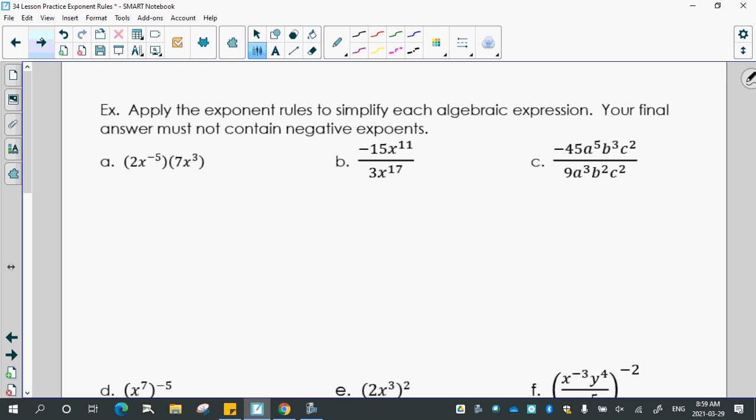All right, so that was just numbers, okay? Now we're doing expressions. So apply the exponent rules to simplify each algebraic expression. It's not going to go down right to a number, it's going to be a simplified algebraic expression. Your final answer can't contain any negative exponents. It's not considered simplified.